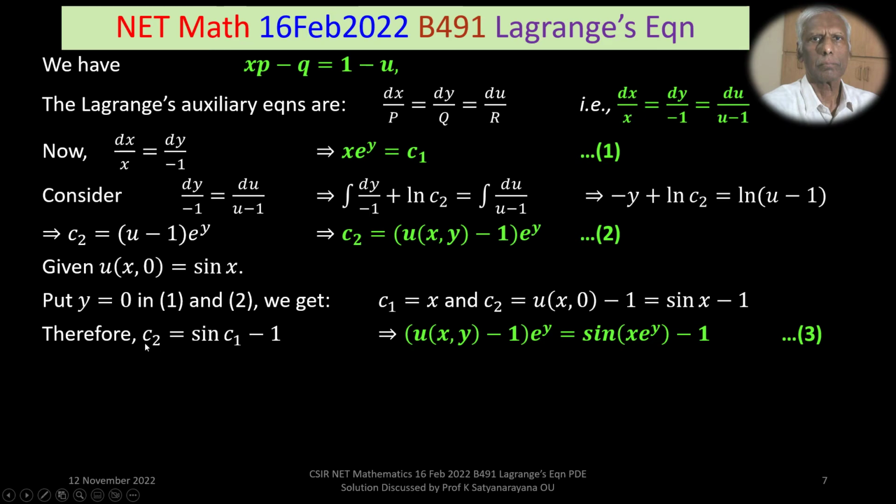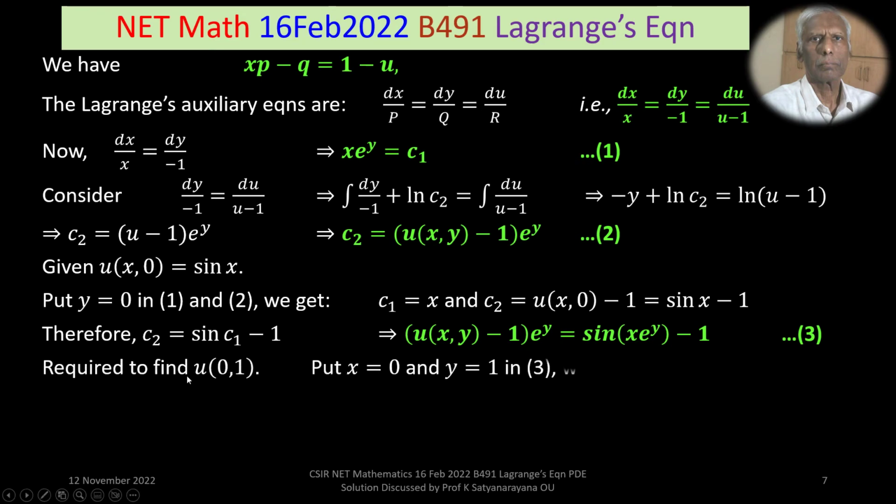Therefore, c2 we write down again as u at x comma y minus 1 into e power y, and this is equal to sin of c1, that is sin of x e power y, minus 1. So that is the solution of the given first order linear partial differential equation. Let's call this equation 3.